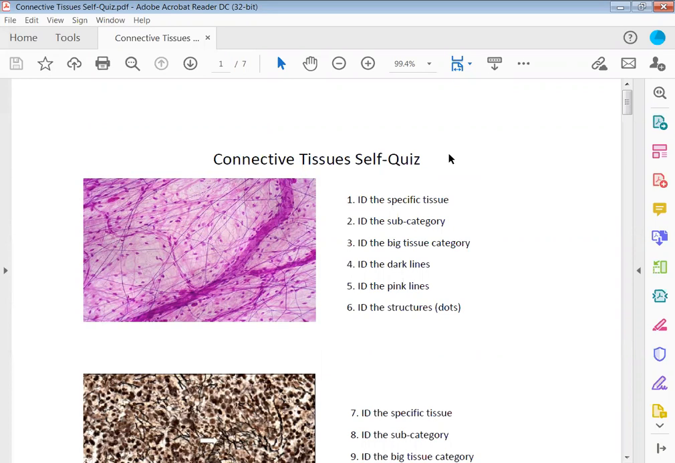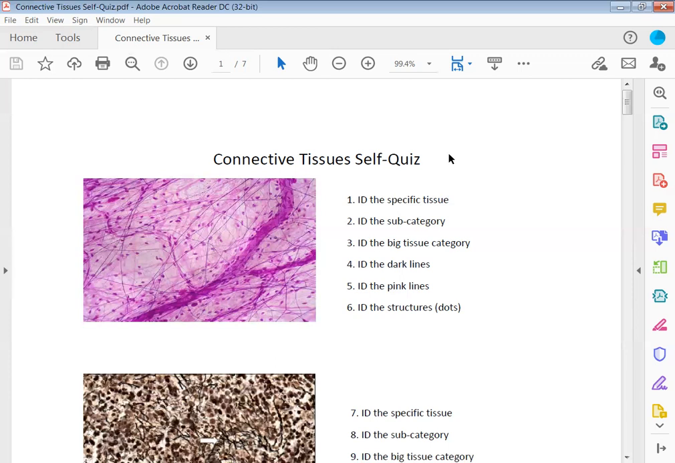So the first tissue you see here, remember if you're looking at this, you're thinking little bugs trapped in a spider web, or some people say spaghetti and meatballs. So that would clue you in that this specific tissue is going to be areolar.